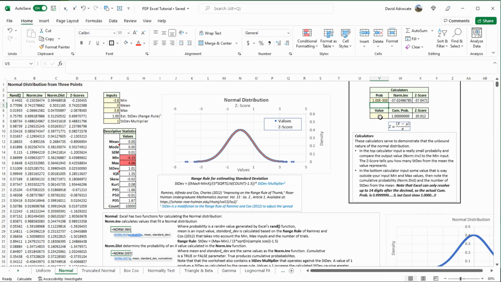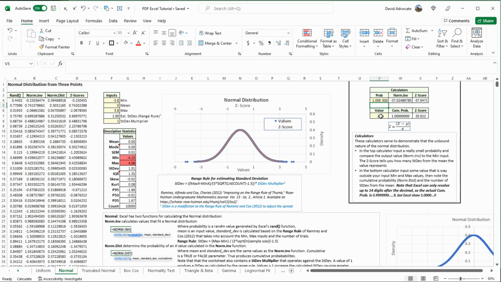In the second calculator, you just put in a value. Here I've put in 20, and the z-score is about 20, but notice the cumulative probability is 1. After some value, it always becomes 1 and just stays there because Excel cannot resolve the number of digits out beyond the decimal point to calculate this.